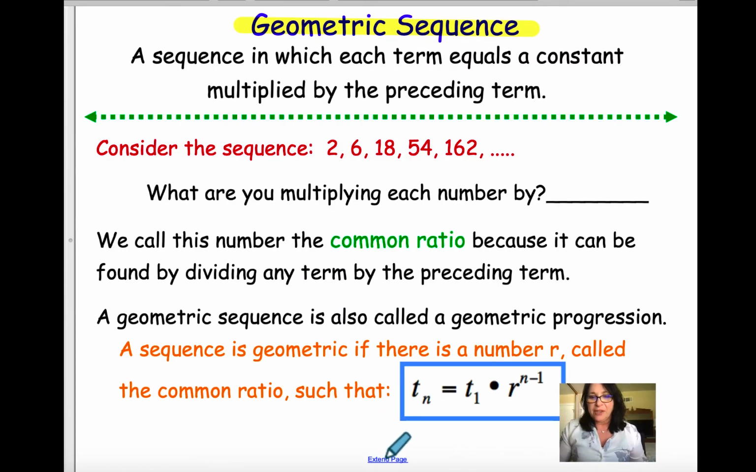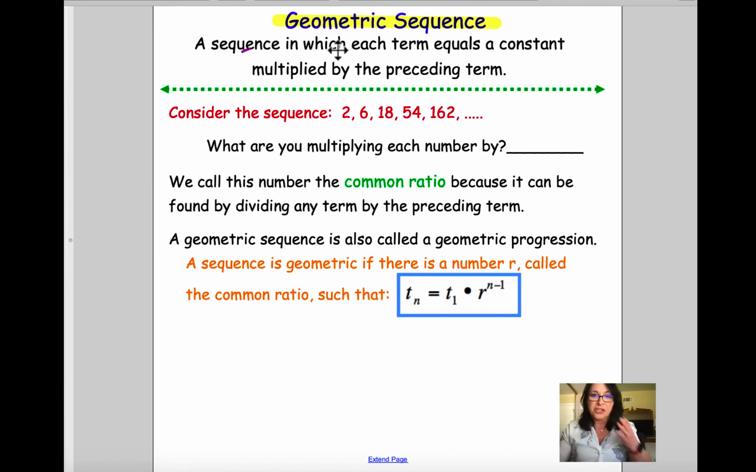So what you have here is just saying a geometric sequence is a sequence in which each term equals a constant multiplied by the preceding term. So for this problem, you could take the second term and divide by the first term. So you can go 6 divided by 2, that's going to be 3. And you can go 18 divided by 6, that's going to be 3, which means that I'm multiplying by 3 each time. So that would mean my common ratio is 3, okay?